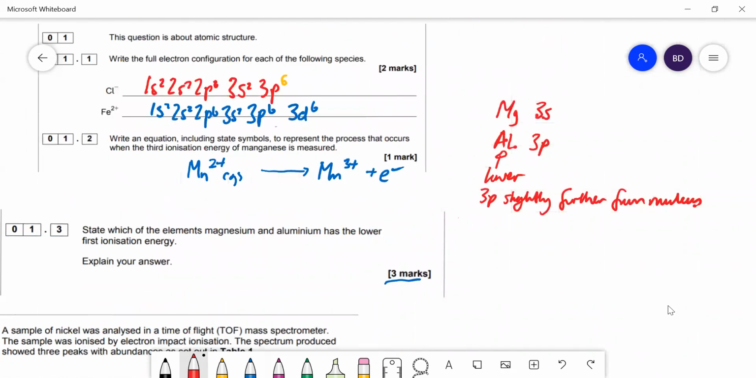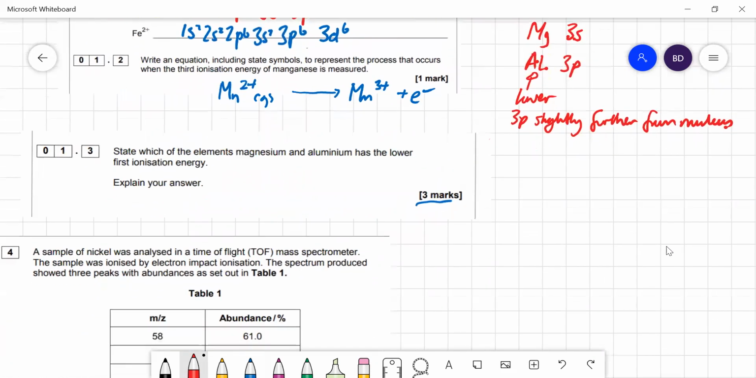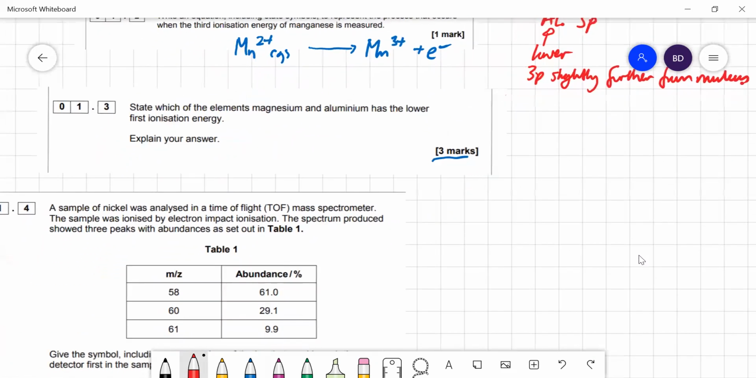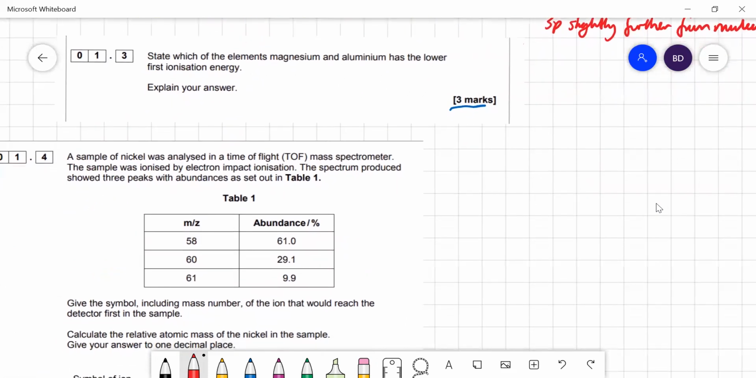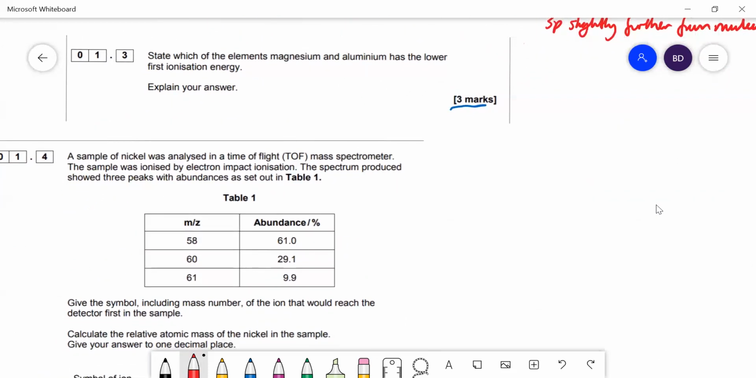Okay, so this is about isotopes as measured in the time of flight mass spectrometer. Ionization was by electron impact ionization, so you're going to form positive ions here, right? The spectrum produced showed 3 peaks of the abundance shown there. Give the symbol, including the mass of the ion that would reach the detector first.